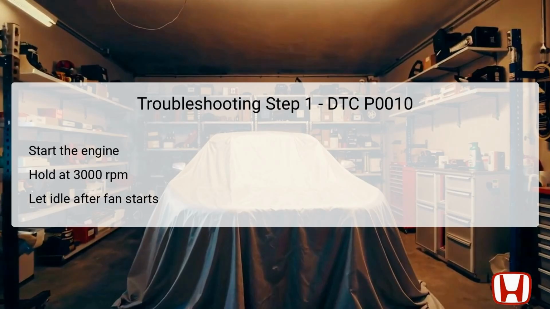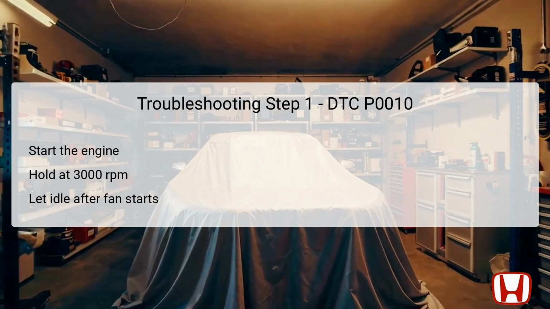The first step in troubleshooting DTC P0010 involves starting the engine and carefully monitoring its behavior. You should maintain the engine speed at a steady 3,000 revolutions per minute, RPM, without load. It's essential to ensure that the continuously variable transmission, CVT, is in park or neutral, or if you have a manual transmission, it should be in neutral.